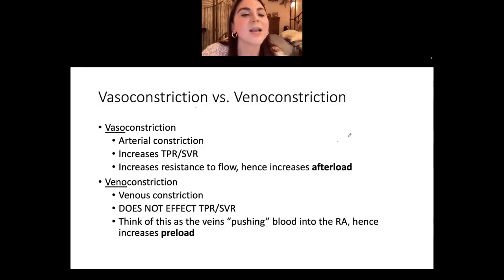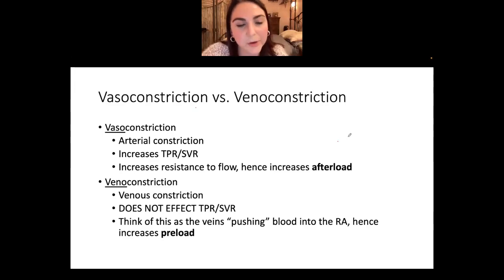So vasoconstriction, you're increasing resistance to flow, so technically the blood should go slower. Venoconstriction is like you are pushing blood ahead, giving it a little push. You're decreasing that unstressed volume. You're trying to get it back up to the heart. So with vasoconstriction you're increasing afterload.